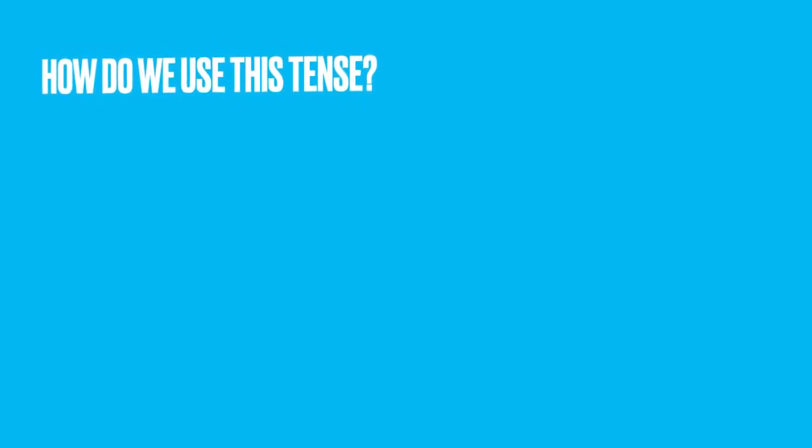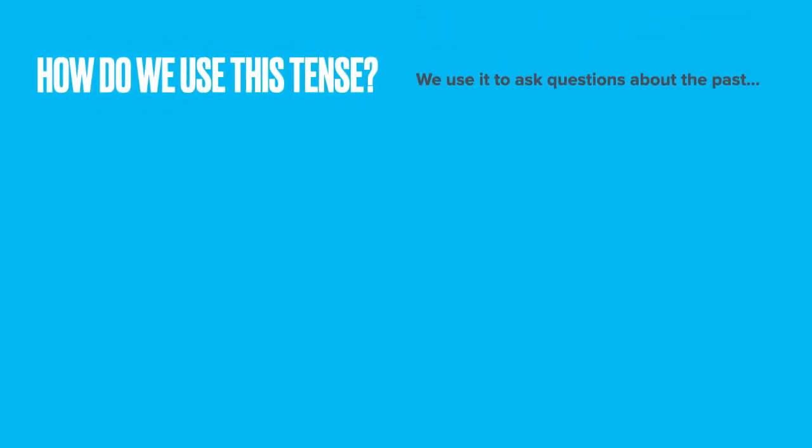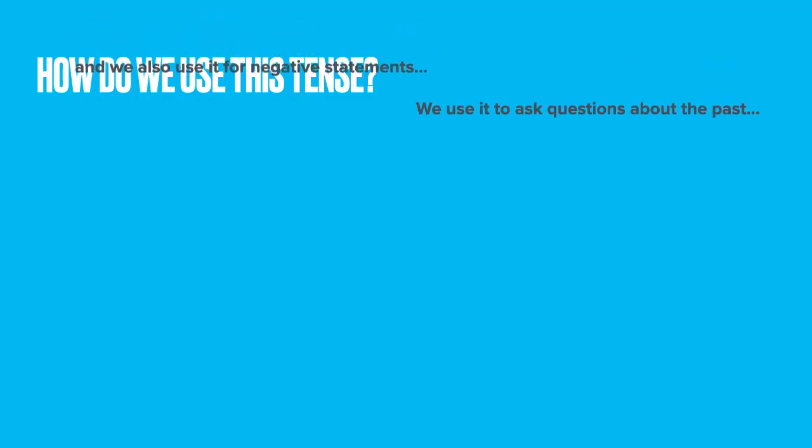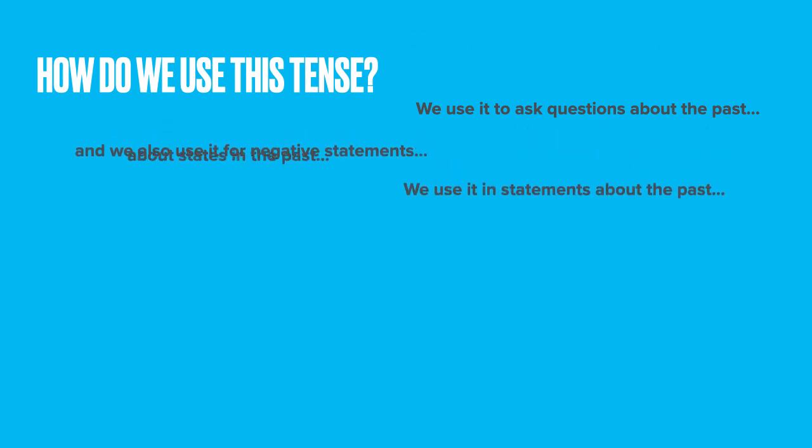The question remains, how do we use this tense? We're going to use this tense to ask questions about the past. We are also going to use this tense to talk about negative ideas or negative things of the past, as well as states and finished activities.